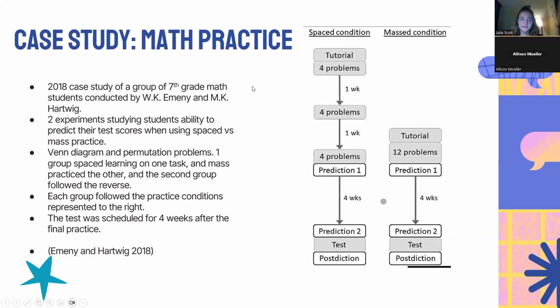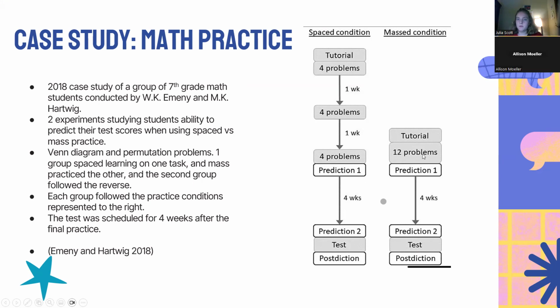So here is an example of a case study that I found from 2018, conducted by W.K. Emeny and M.K. Hartwig. They were studying two groups of 7th grade math students. One group was practicing spaced practice and the other was mass practice, and they were working on permutation problems and Venn diagram problems. Each group had the same amount of problems, 12 problems, but the spaced group practiced 4 problems at a time after they first modeled the concepts. Then they waited a week, modeled another 4 problems, waited a week and did another 4, and then they waited 4 weeks until the test.